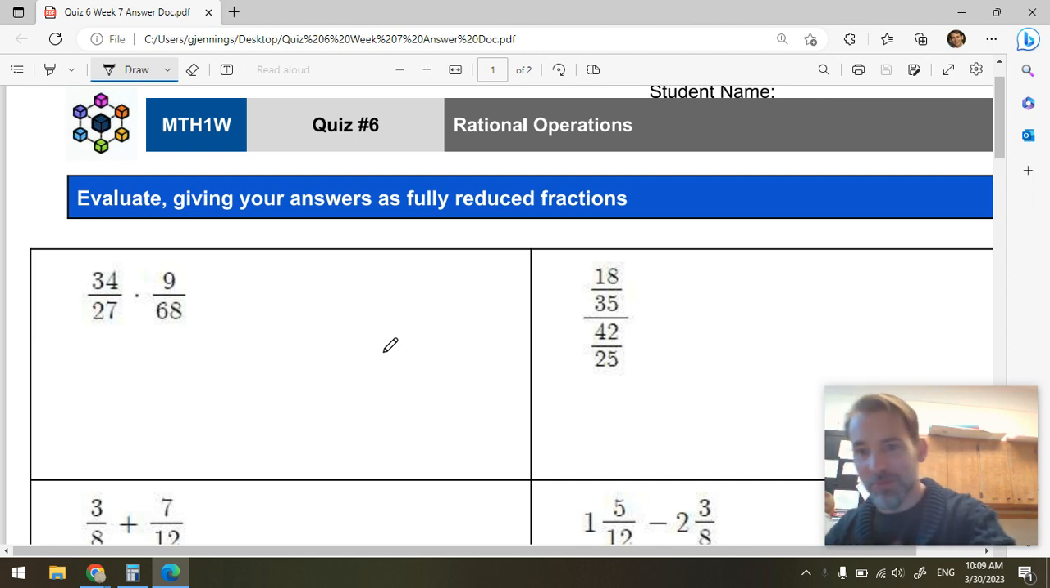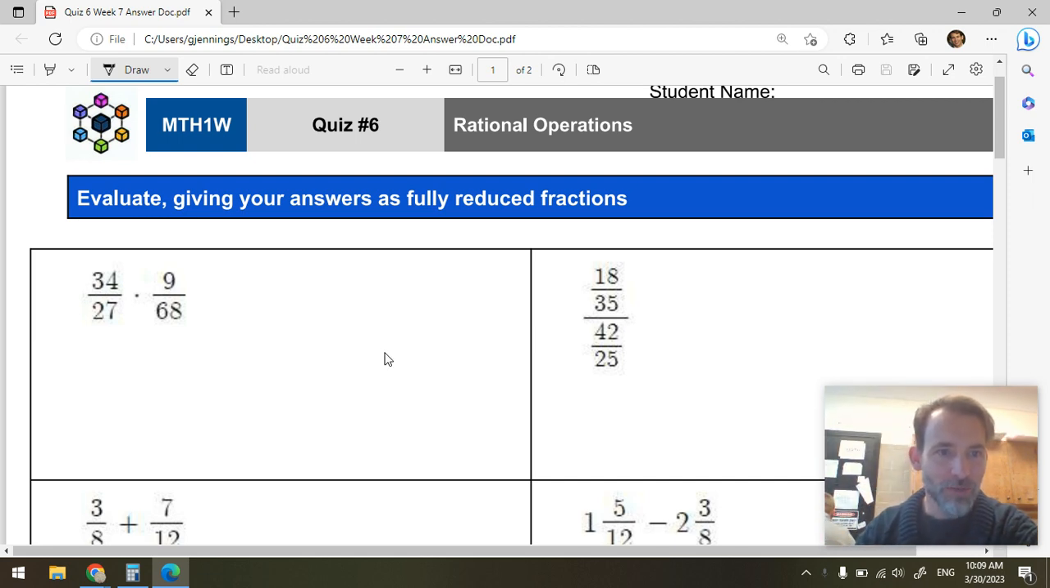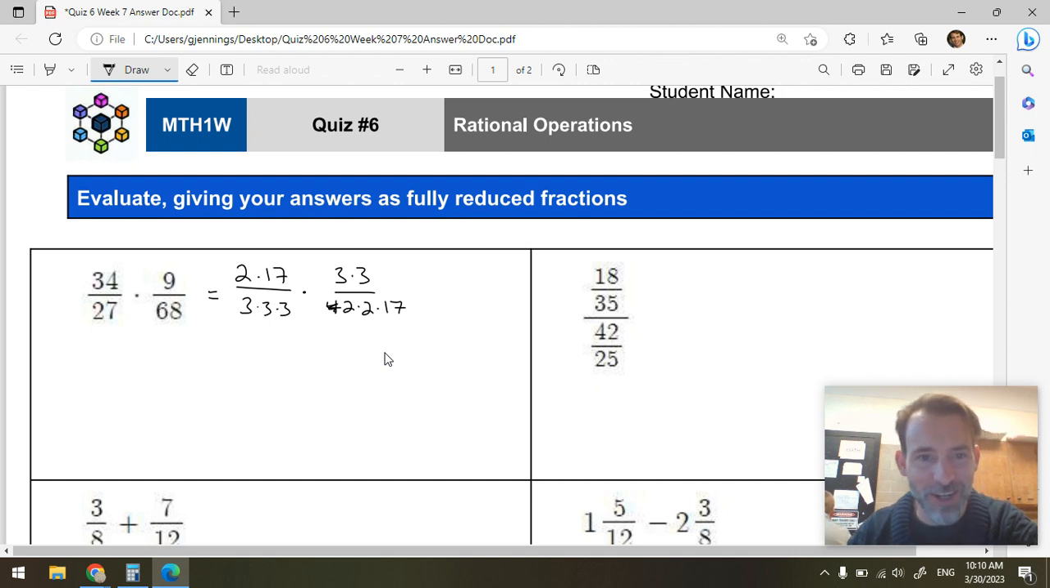First, we have a fraction multiplication question. In this fraction question, it really helps if you can express 34 as 2 times 17. You can do that, or you can just notice that 68 is 2 times 34. And 27 as 3 times 3 times 3, otherwise known as 3 cubed. 9 is 3 squared, so I'm going to write that on top as 3 times 3. And on the bottom, 68, that's 4 times 17, so let's do 2 times 2 times 17. Write it that way. You get to fully factor it.